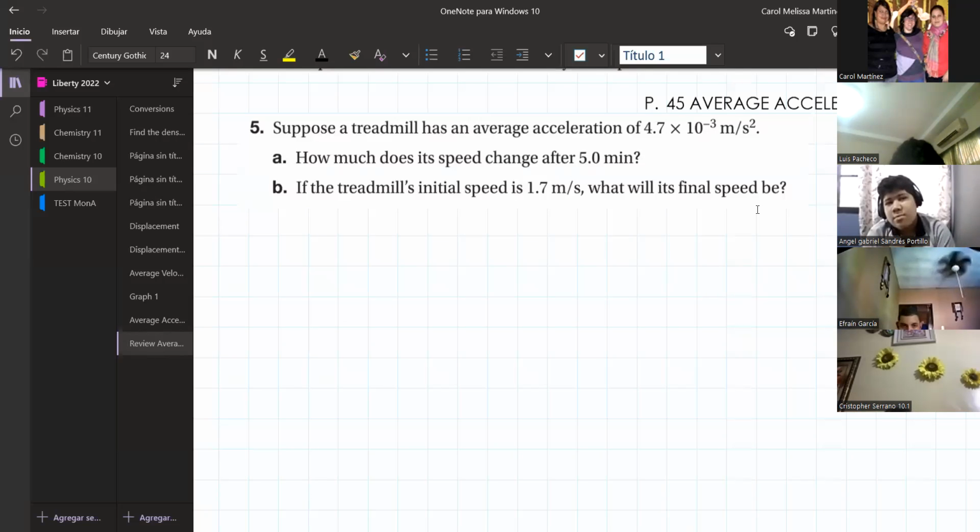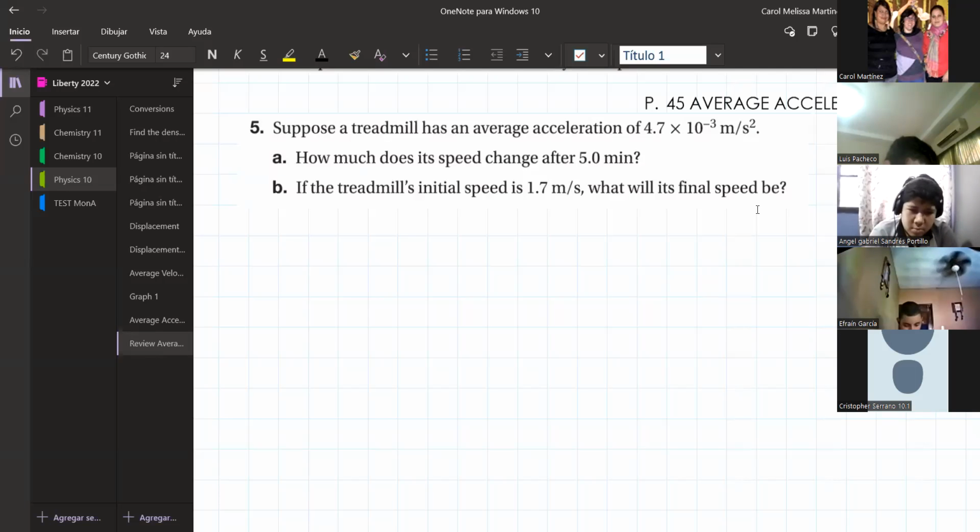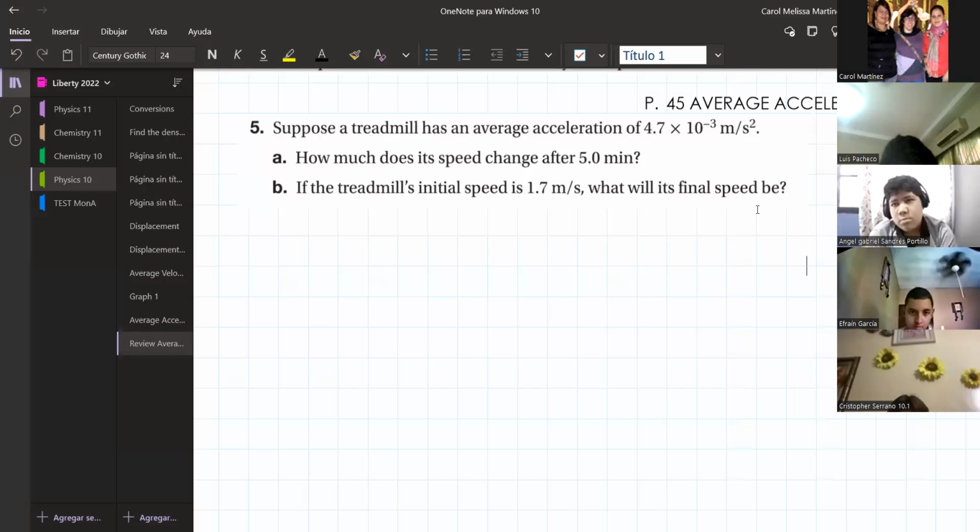Let me see. You know what a treadmill is? Guys, do you know what a treadmill is? It's like una caminadora, okay? Okay. So let's see. I'm not gonna do it. I need to change the givens. Wow, beautiful change.